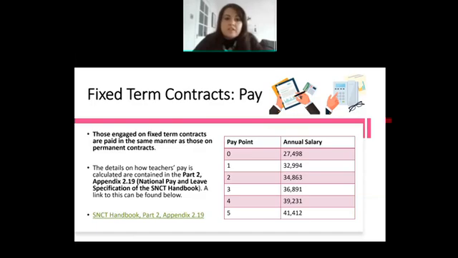Those engaged in fixed-term contracts are paid in the same manner as those on permanent contracts. The details on the slide come from the SNCT Handbook of the main grade scale for pay, which is in Appendix 2.19, Part 2 of the SNCT Handbook, and a link to that is on the slide.